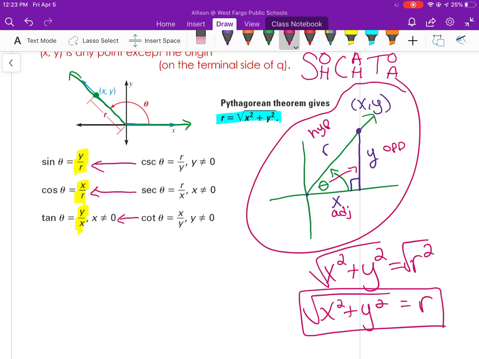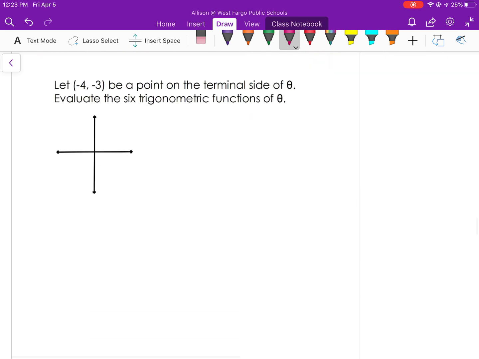So we're going to use that formula to find our radius, and then I'm going to refer back to the triangle here that I've circled to find these ratios. I don't memorize the ratios. I always refer back to finding the ratios using that drawing in the first quadrant. So I'll show you what that looks like.